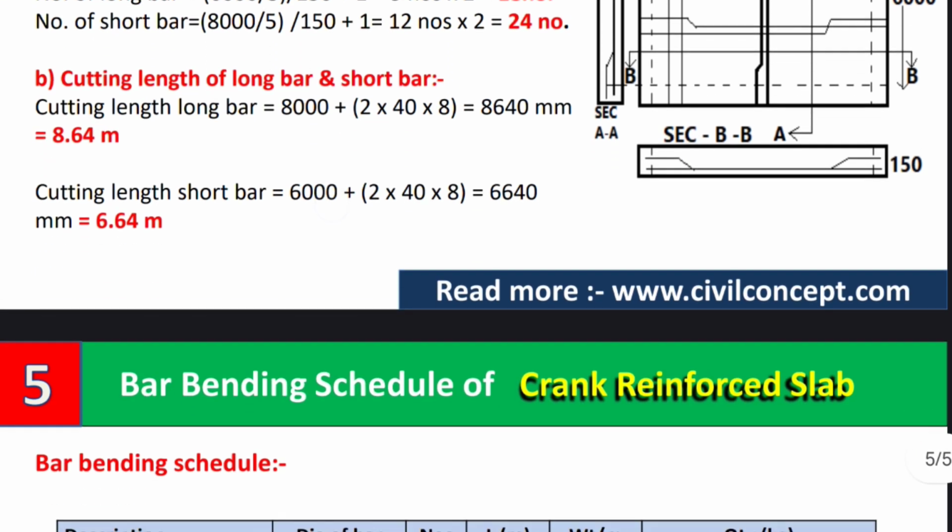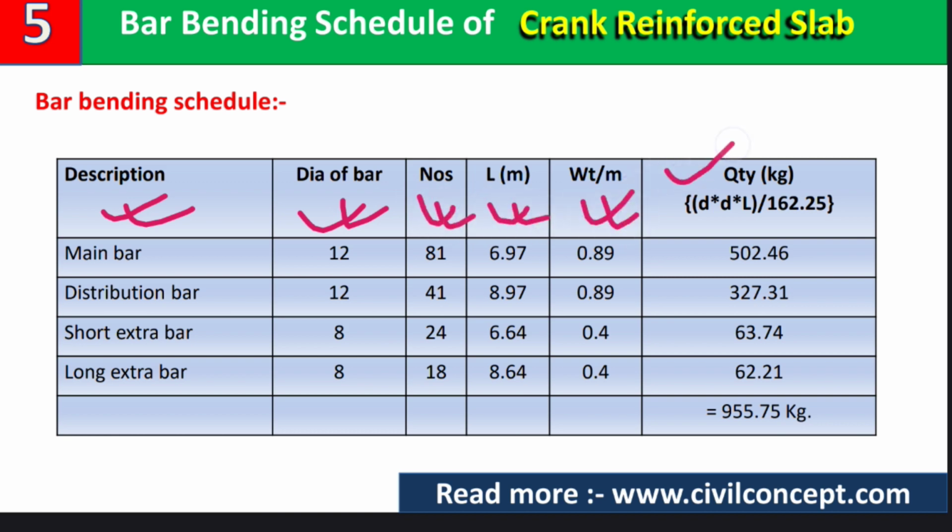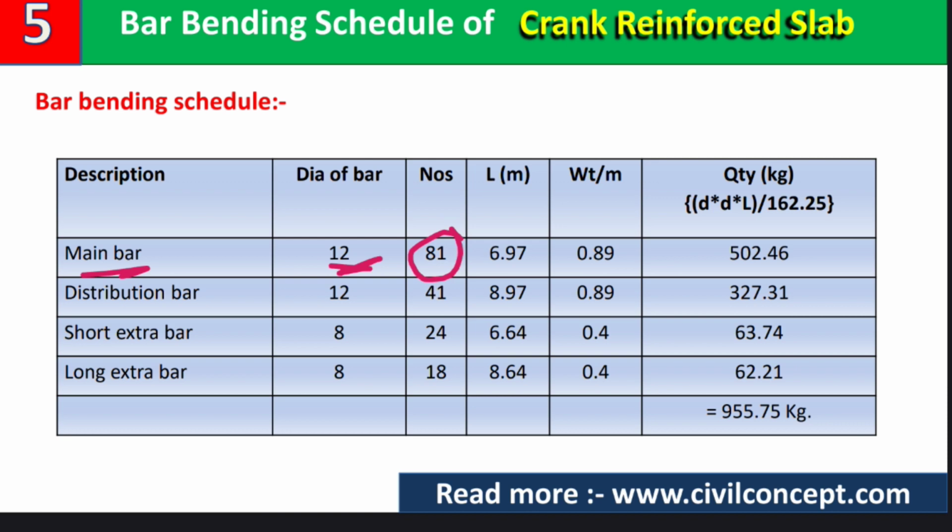Now we will see the bar bending schedule table I have made here. So it is very clear and very easy. Here I have taken description, diameter of the bar, numbers, length, weight per meter, and quantity. So main bars diameter is how much? 12 mm, and number, how much number we have calculated in previous page? We have calculated 81 numbers of main bars.